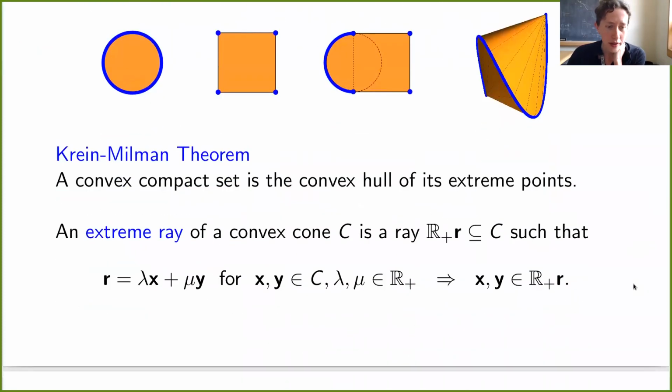If you have a cone, then you can do something similar for rays of a cone. So an extreme ray is a ray, so it's a point plus scaling, and it's extreme if you can't write it as some convex combination of other rays. And so this is something you could ask about for any convex set, and we'll be interested in asking about it for the PSD cone and for spectrahedra.